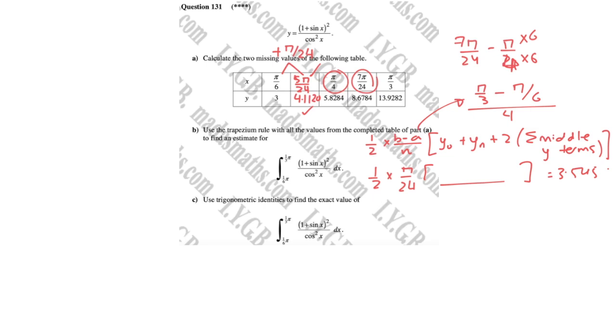Sorry, pulling your leg. And so I would just expand: 1 plus sine squared x plus 2 sine x, and then I would have cos squared x. There's no need to change the limits or anything.